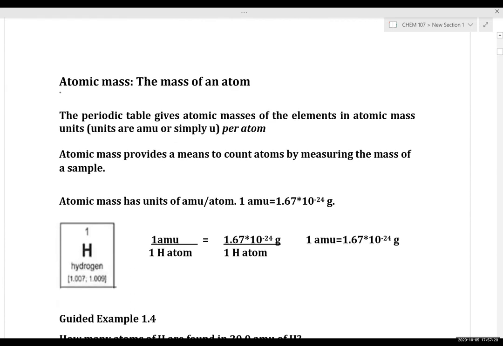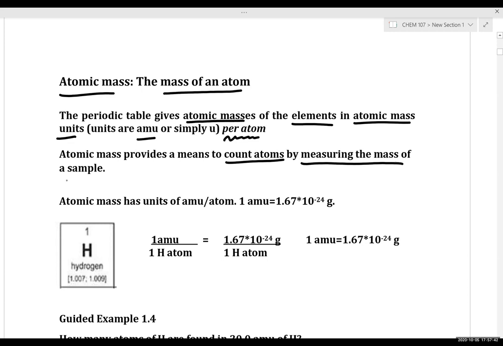Well, atomic mass is strictly defined as the mass of an atom. The periodic table gives the atomic masses of the elements in atomic mass units, or AMU, per atom. This is the mass of a single atom. Atomic mass provides a means to count atoms by measuring the mass of a sample. So atomic mass has units of AMU per atom, wherein AMU represents a very, very, very small number of grams.